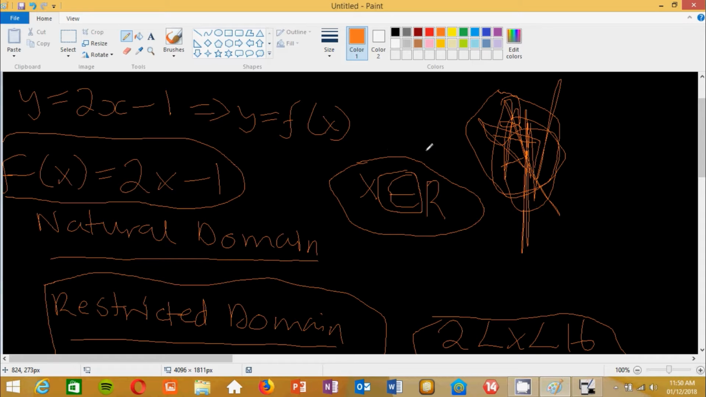Like that function 2 over x, it can't work with the number 0 because you can't divide a number by 0. Plug it into your calculator. Divide something by 0, you will get a mathematical error.